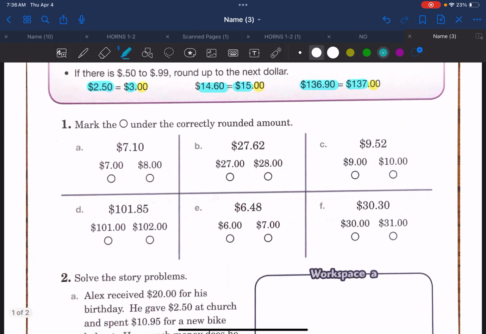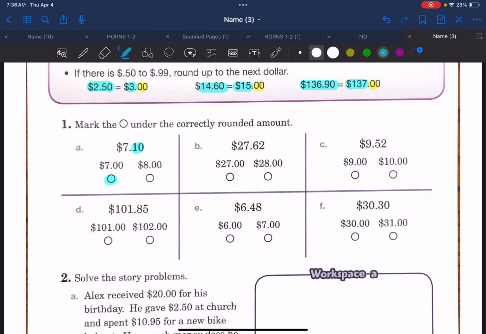So on number 1, you're just going to mark the circle under the correctly rounded amount. So on this one, $7.10. 10 cents. Do I round down to $7 or up to 8? Well, I only have 10 cents more than $7, so it's really close to $7. So you'd mark that circle.